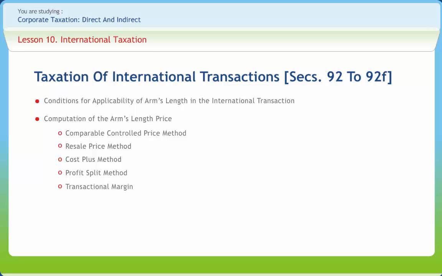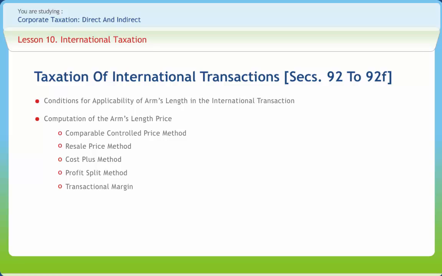Under comparable uncontrolled price method, the price charged or paid for property transferred or services provided in a comparable uncontrolled transaction, that is, a transaction between enterprises other than associated enterprises, whether resident or non-resident, or number of such transactions is identified. Such price is adjusted to account for differences, if any, between the international transaction and the comparable uncontrolled transactions, or between the enterprises entering into such transactions which could materially affect the price in open market. The adjusted price arrived at as above is taken to be an arm's length price in respect of property transferred or services provided in the international transaction.